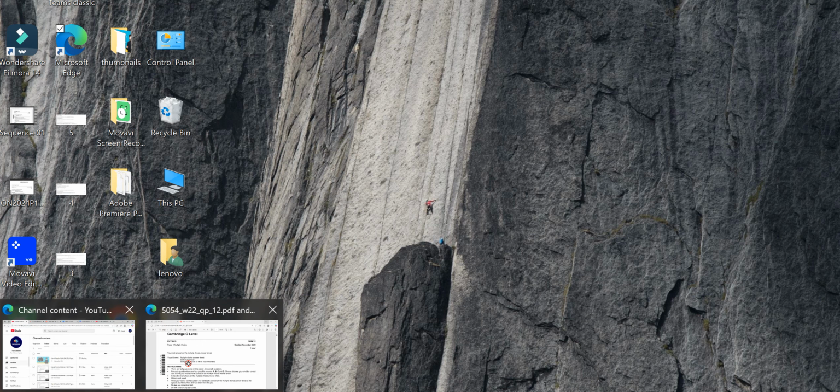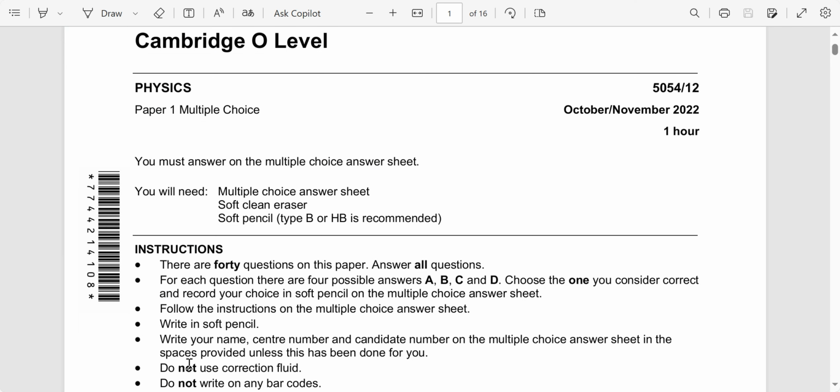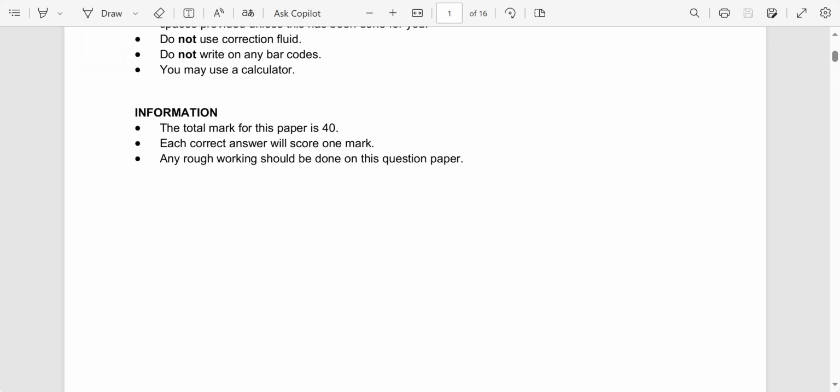So today we're going to discuss Physics O Levels October/November 2022, Variant 2, Paper 1. So let's start with question number 1.